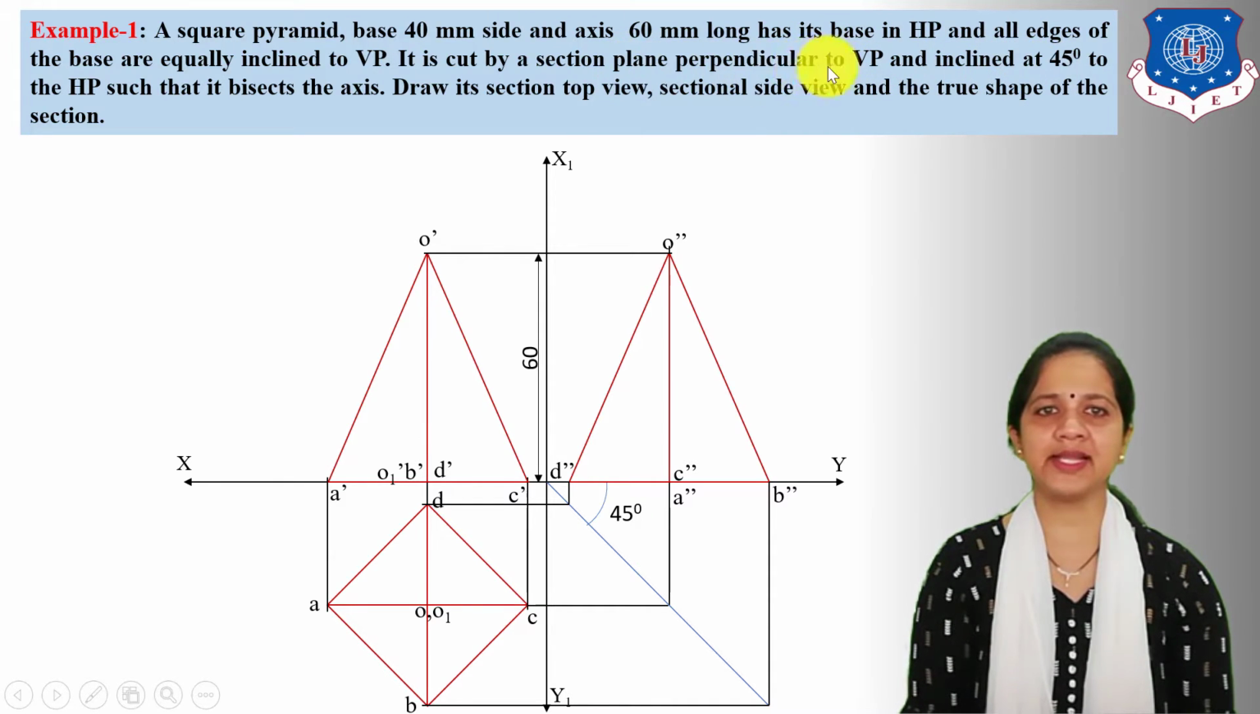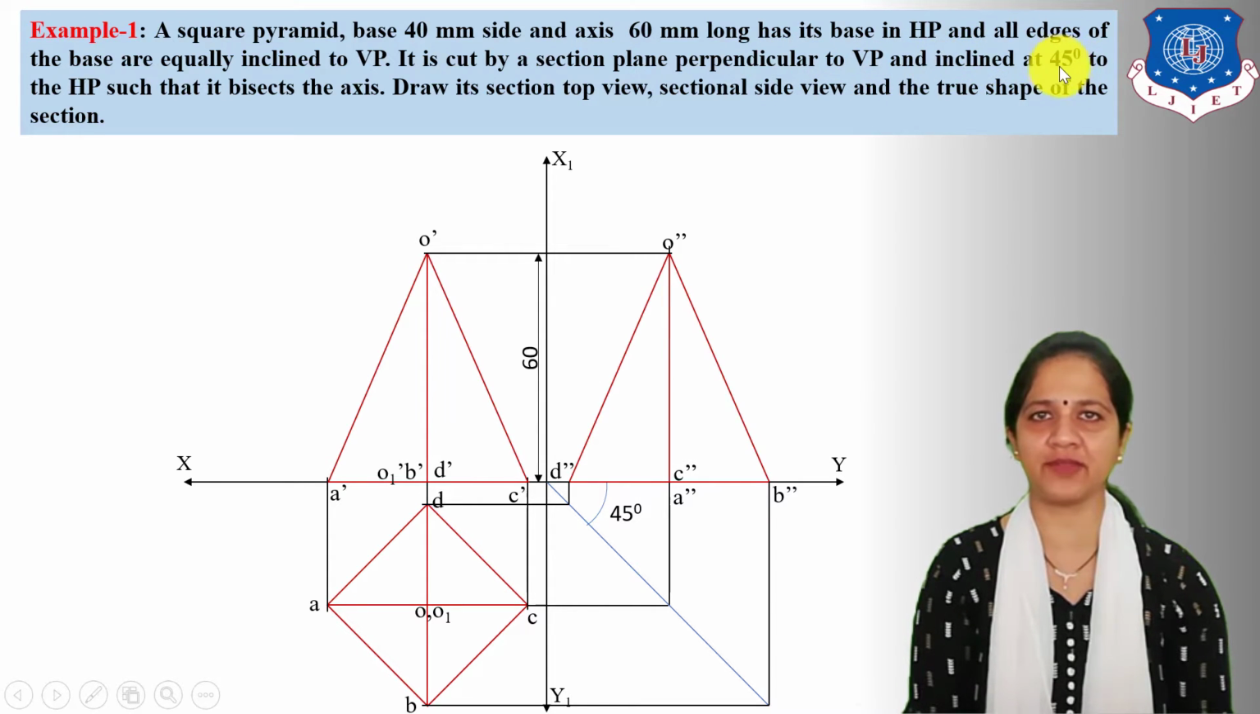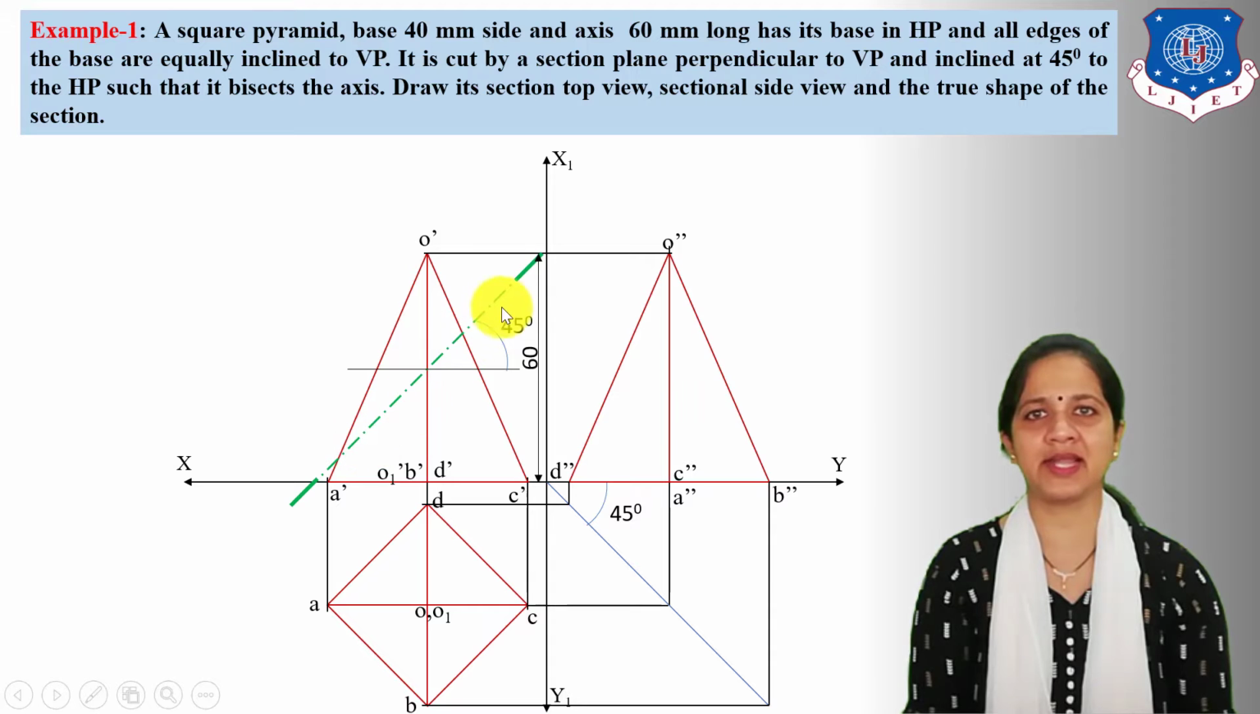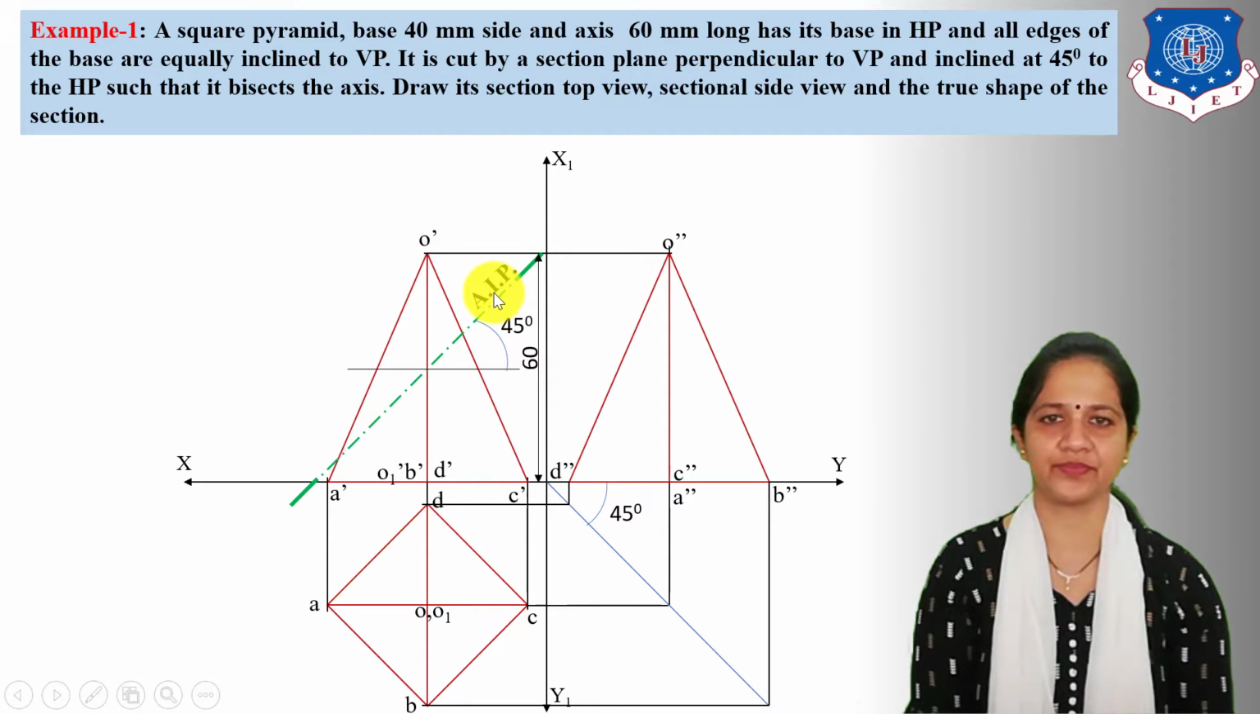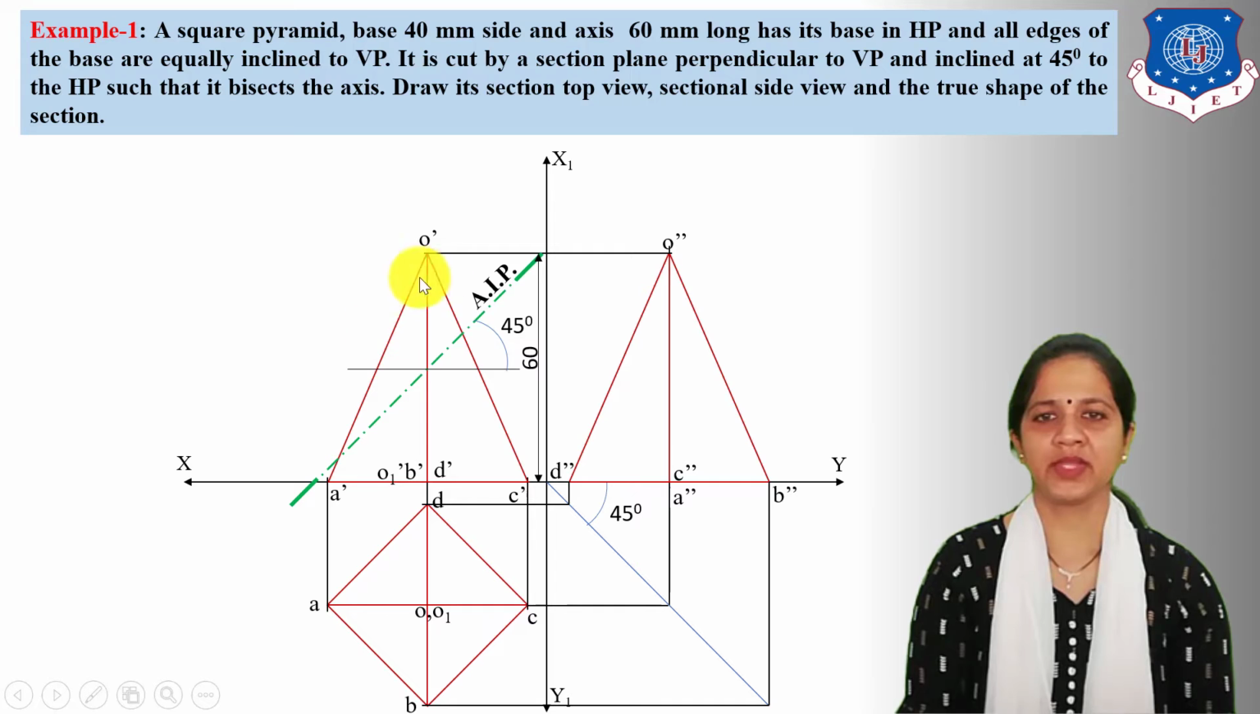Here the cutting line is given as AIP, and its inclination with HP is given as 45 degrees, and the AIP cutting plane bisects the axis. So first take the bisect point or middle point of the axis. From this middle point, draw a 45 degree angle line as the cutting plane line, which indicates the cutting or section line of the AIP. Now after taking the section, this solid is divided into two parts.